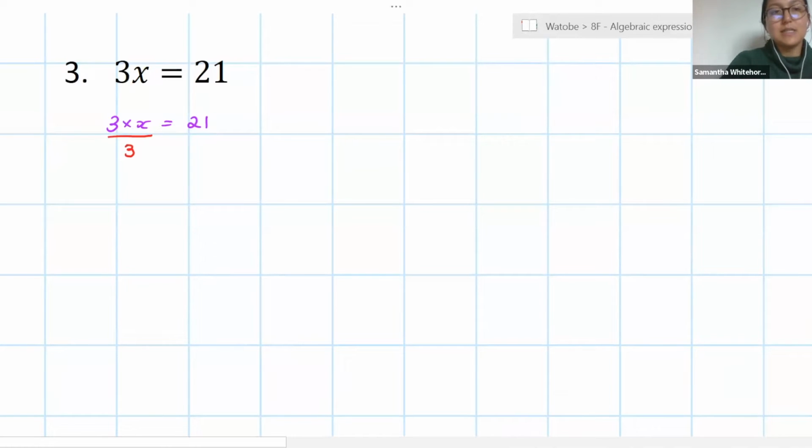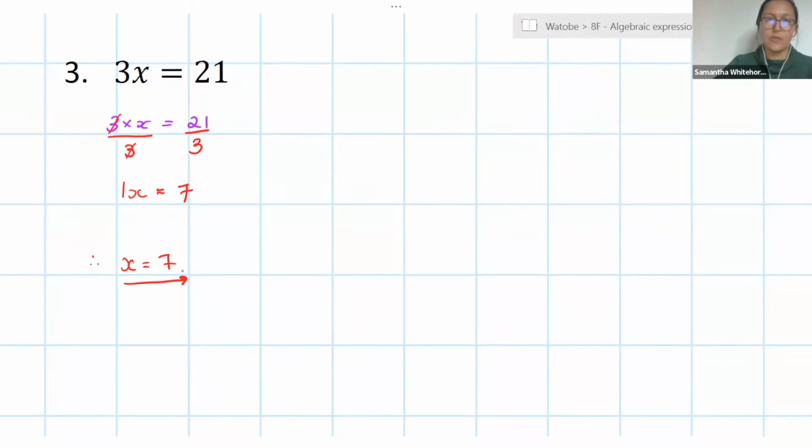What that does is it says, okay, well, 3 divided by 3, essentially they cancel out to give me 1x. But remember we said what I do on one side of the equation, I must do on the other side. So I also need to divide 21 by 3. And we know 21 divided by 3 is 7. So you can leave your answer as 1x equals 7, but otherwise you can just write it as x equals 7. Okay, seeing all of these lovely answers. Well done, everyone.